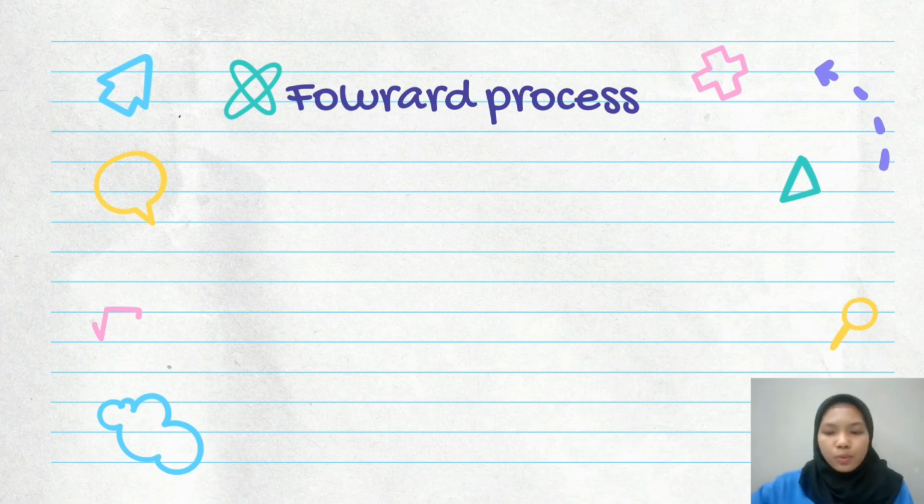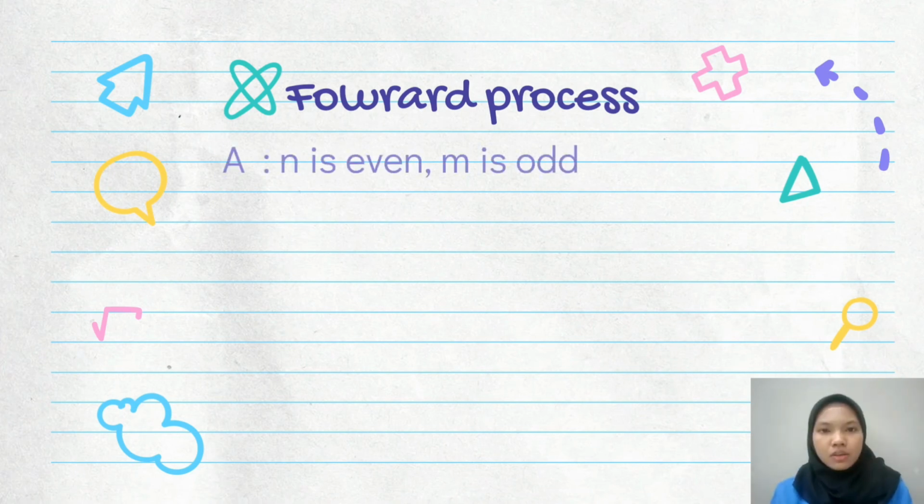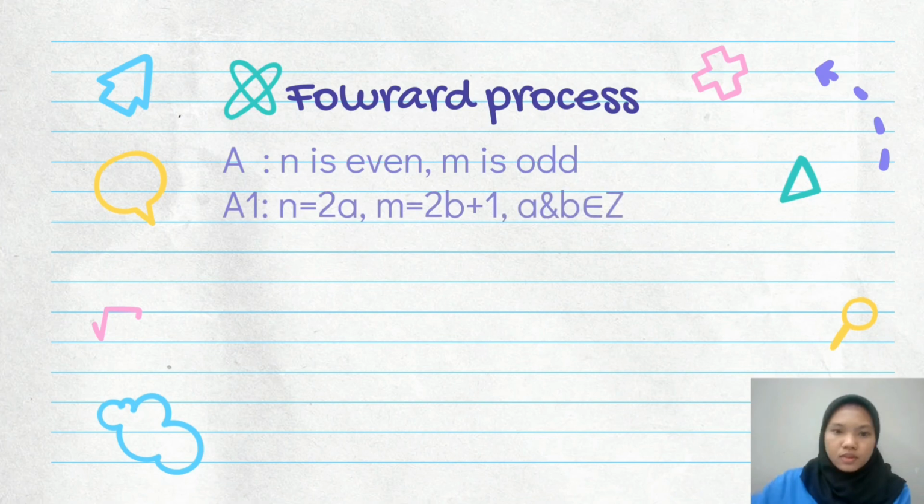Same as the backward process, we will write out the A statement, which is the hypothesis. So the A statement is n is even and m is odd. For the next step, we need to show that n is even and m is odd. As previously, we knew that any integer multiplied by 2 will give an even number. So to get an odd number, we add 1 to the multiplication of 2 with an integer. So we will get n equal to 2a and m equal to 2b plus 1, where a and b are elements of the integers.